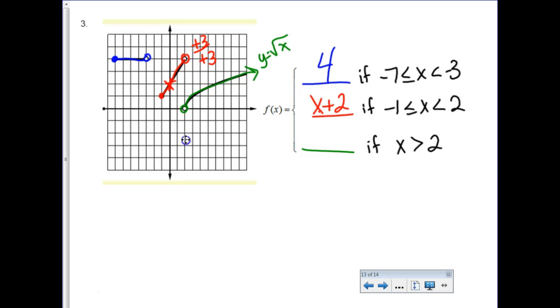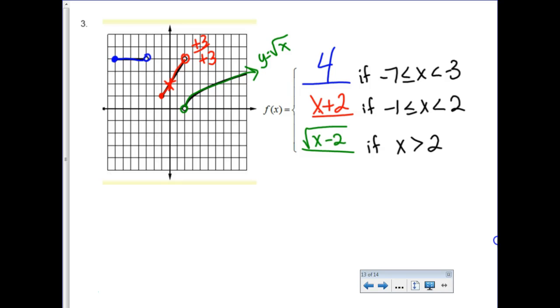X plus 2. And then this green function here, you guys told me the parent function of him is the square root of x, but I can tell it's not starting at 0, 0. It's been shifted. How? To the right 2. So what does that look like for a function? X minus 2 in the body of the function right there. Yep. Ta-da! All right.